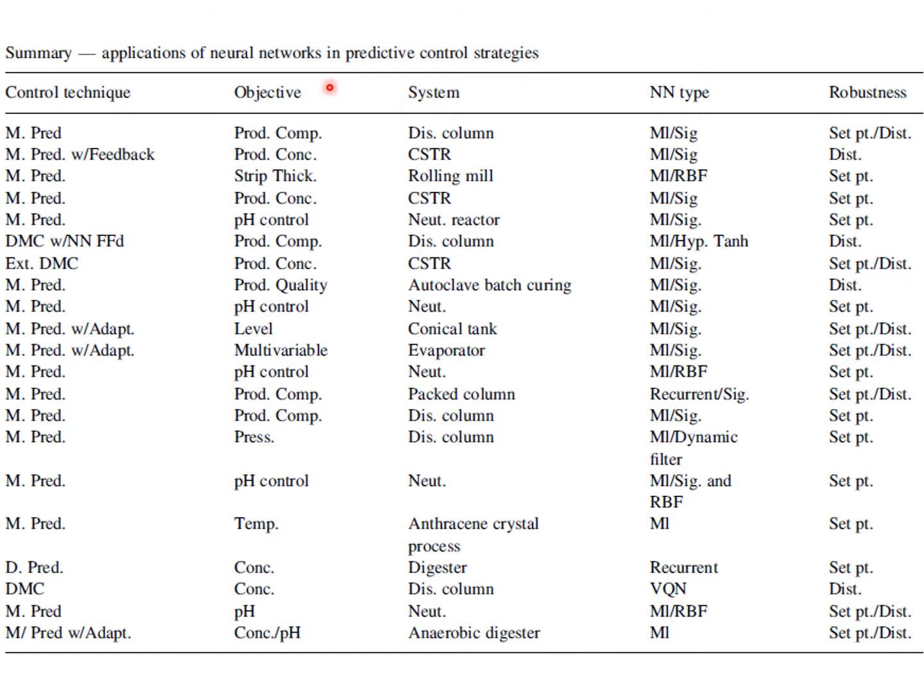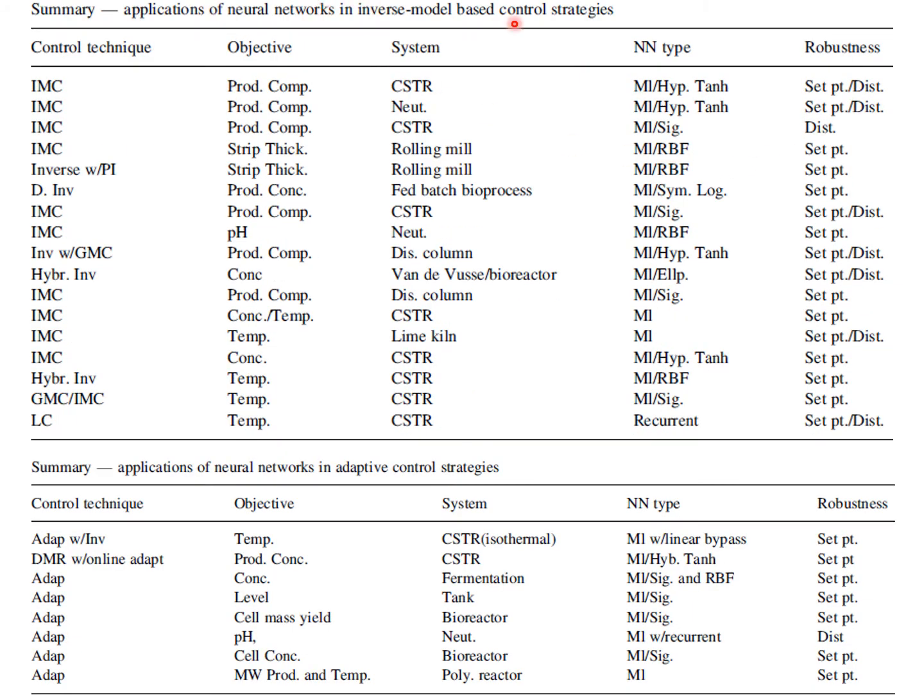In predictive control methods, there are different types of predictive, adaptation, different objectives for composition, concentration, different systems. As I said again, different types of neural network and for different moments. So these are some of the summary you can find in my paper on review of neural network applications, 1999 paper. So there is a huge amount of work already since 1999. Lots of work using neural network for control, but this one is the inverse model control strategies. Again, IMC or direct inverse.